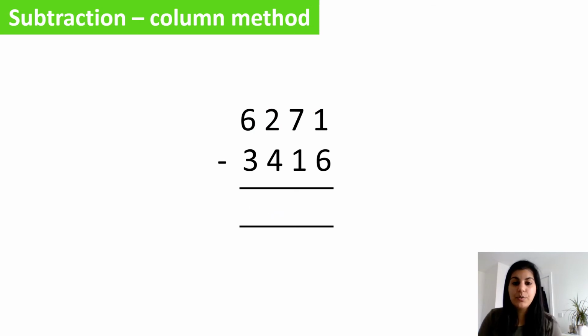Okay, so you need to do for me, please, 6,271 take away 3,416. Pause the video and have a go at working out that calculation. Okay, let's see how you got on.